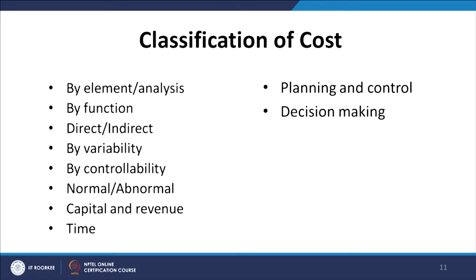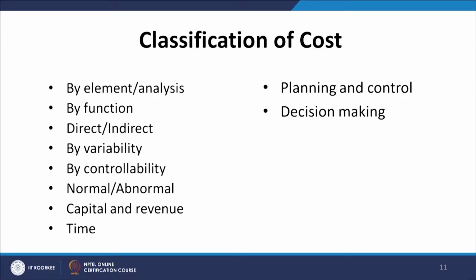First one is cost by elements, or analysis. Elements are material, labor and other overheads. So, material cost, labor cost and direct overheads cost are covered under the element costs. Then functional costs. Functional costs means production cost, marketing cost, distribution cost, financial cost. Different functions we perform in the organization, and the different costs occurring because of these functions are called functional costs.